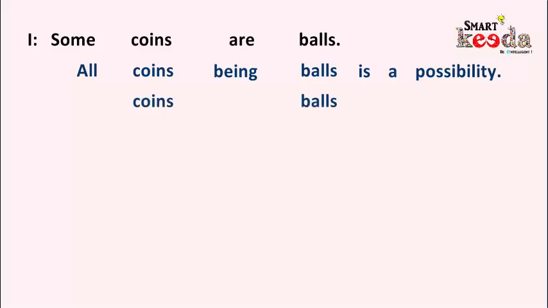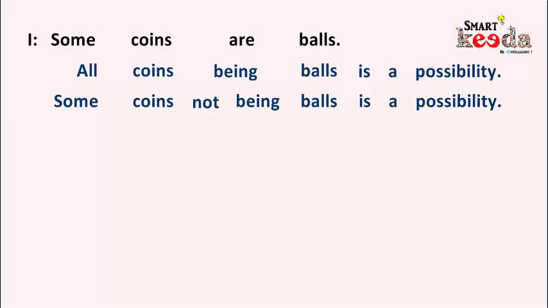Another possibility conclusion can be derived here. Let's take the classes as they are once again. Now let's place the quantifier some before the class in the subject part, and let's place not right after it, and add the possibility clause to the statement. And the conclusion will be like, some coins not being balls is a possibility.